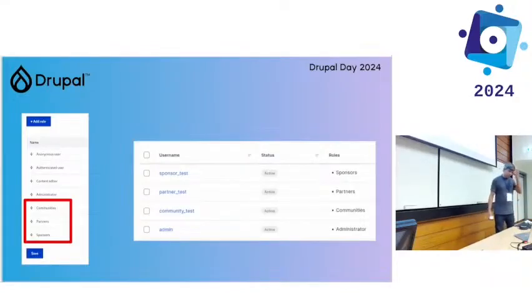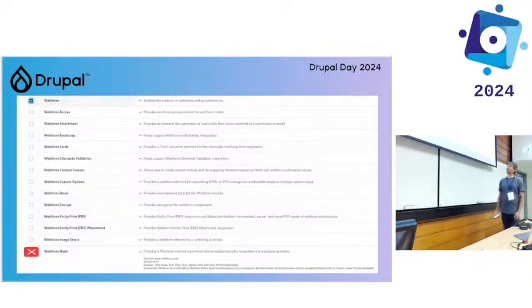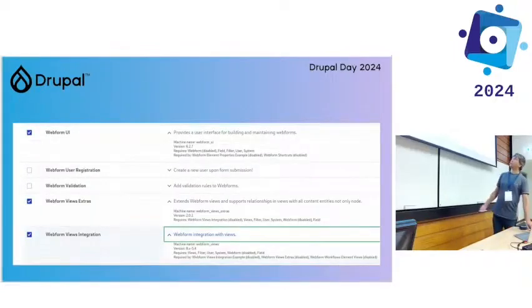So for this presentation, I created a blank Drupal website because the other has too many things. I've created 3 roles that I used on the website: communities, partners, and sponsors. I create some users, and then I installed the web form module, of course, not the web form node, because that's the one to create web forms as content. And of course, from the UI to build web forms and the integrations with views.